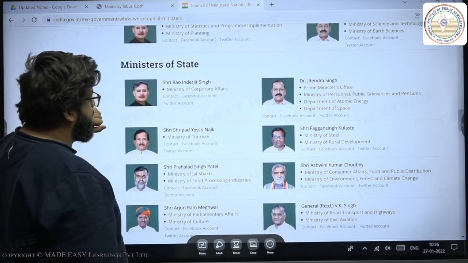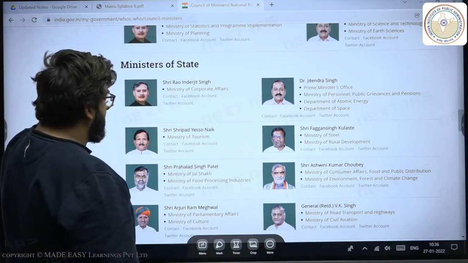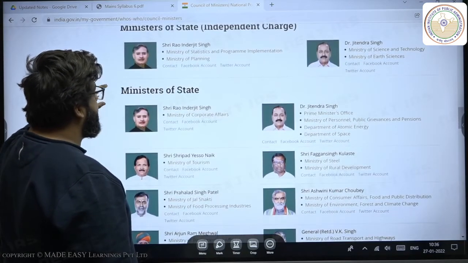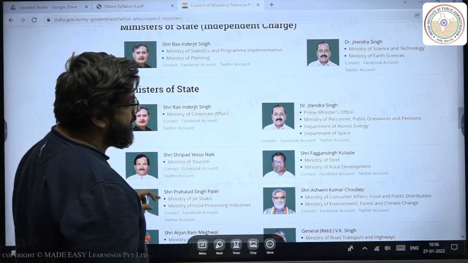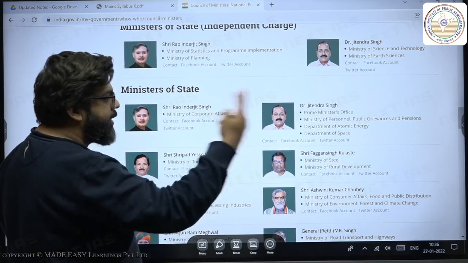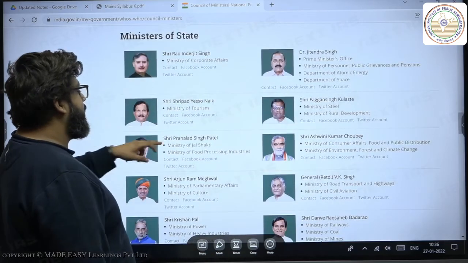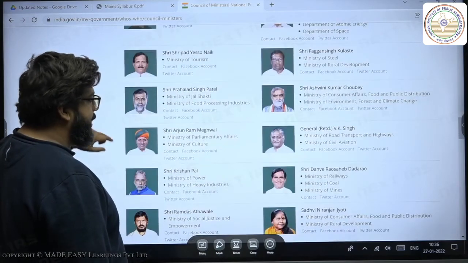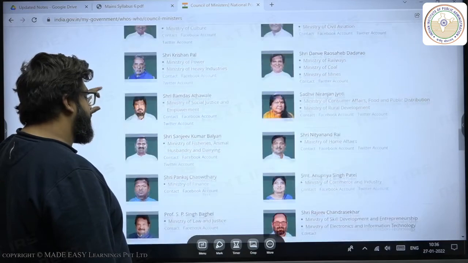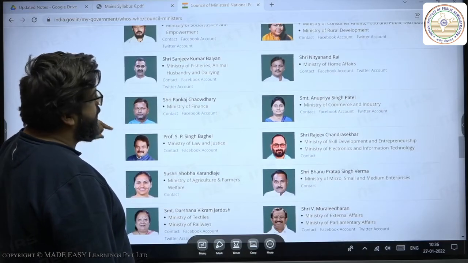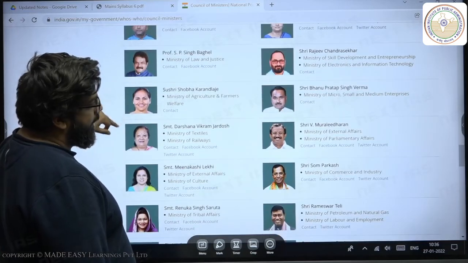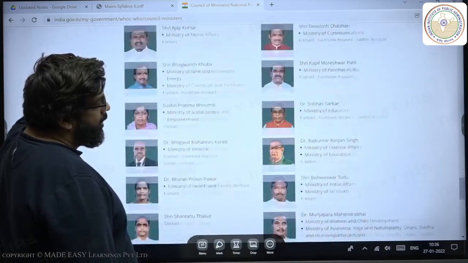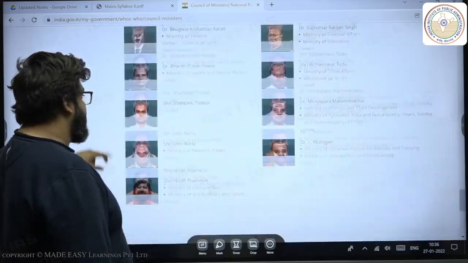And then you have MOS, Minister of State. So see how this Minister of State works. Corporate affairs, tourism, the second in charge, right? Jal Shakti, consumer affairs, steel, railways, power, social justice, law, finance, and so on and so forth. So these are your broad ministerial divisions.